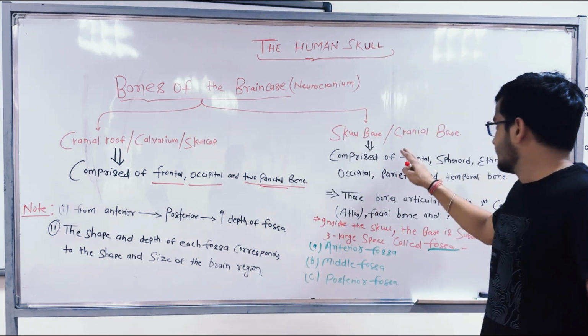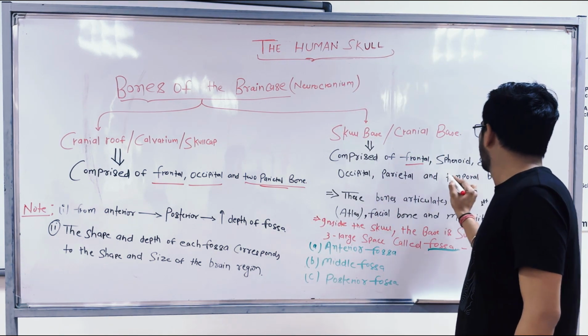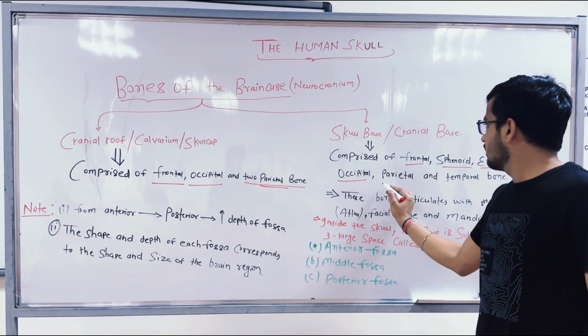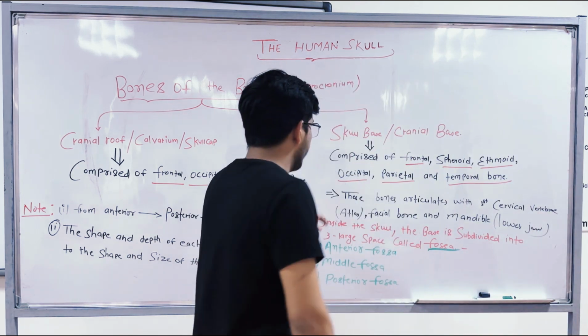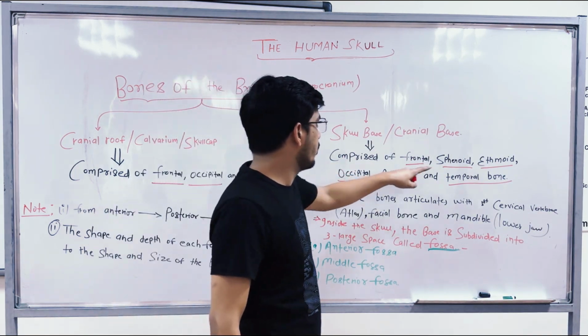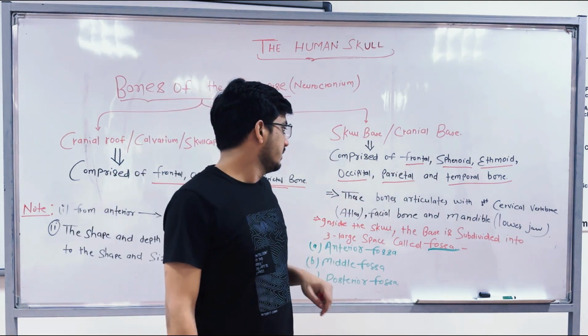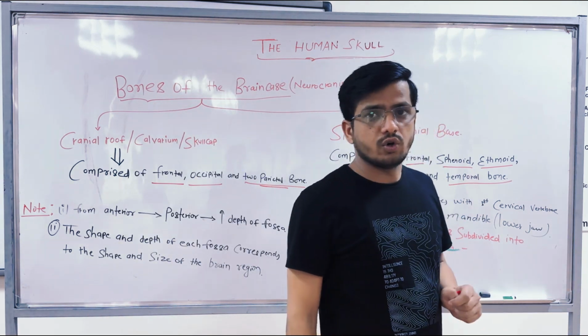Now the skull base. The skull base is comprised of the frontal bone, sphenoid bone, ethmoid bone, occipital bone, parietal bone, and temporal bone. Now the base forming bone articulates with the first cervical vertebra, that is called the atlas, and it also articulates with the facial bones and the mandible, that is the lower jaw.